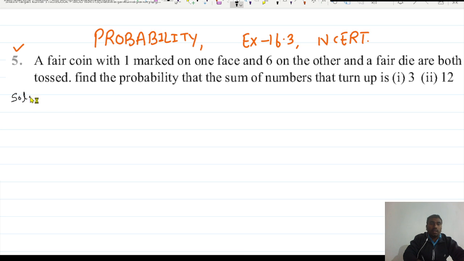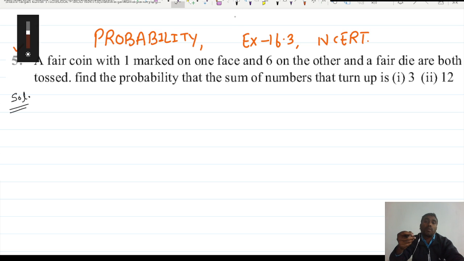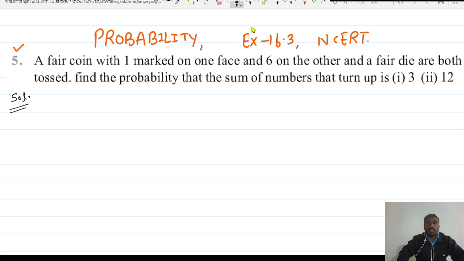Let me first show you the sample space, then it's very easy to find this probability: that the sum is 3 and that the sum is 12. So what are the situations? We have one coin, but the coin here is special: one face has 1 written on it and the other face has 6. This is the coin situation. So what is the sample space here?